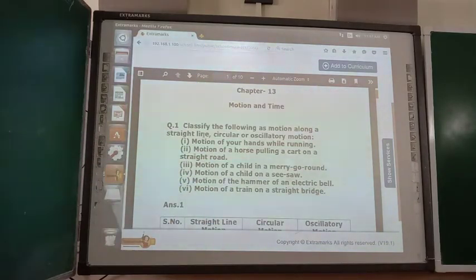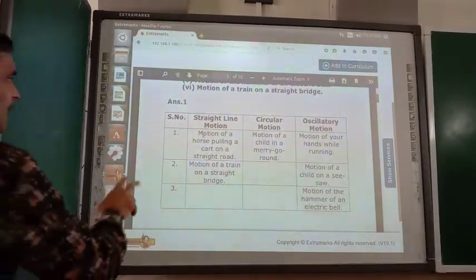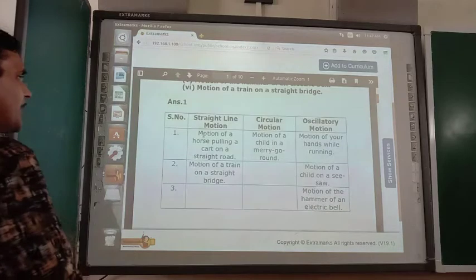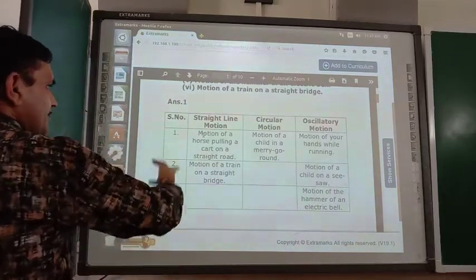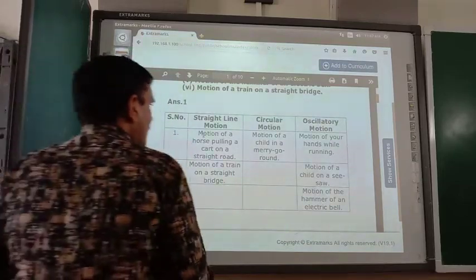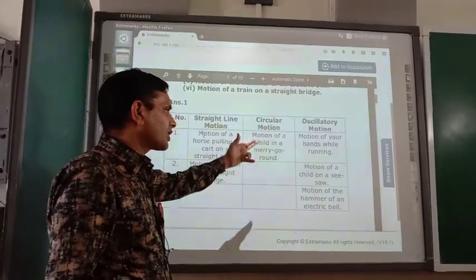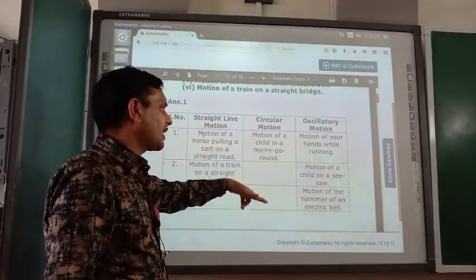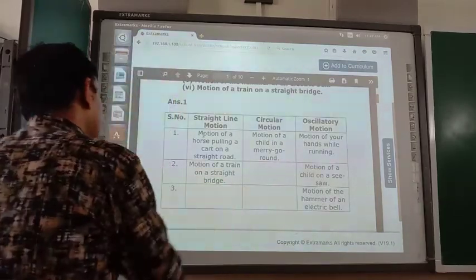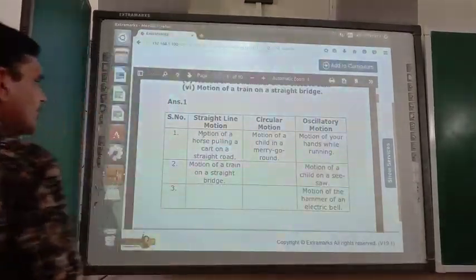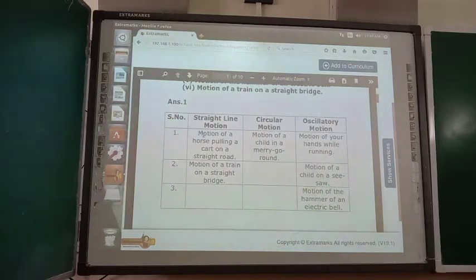Just see. Motion of a horse pulling a cart on a straight road, that is straight line motion. Motion of a train on a straight bridge, straight line only. Circular motion: motion of a child in a merry-go-round. Oscillatory motion: motion of your hands while running, motion of a child on a seesaw, motion of a hammer of an electric bell. These are the oscillatory motions. So question number 1 is over.